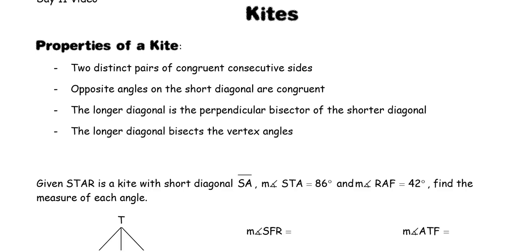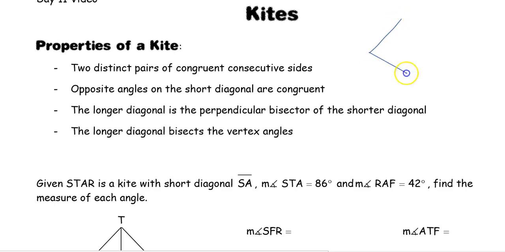Also a quadrilateral, because it has four sides, is a kite. But like the trapezoid that we talked about before, it doesn't have two opposite sides being parallel, so it's not a parallelogram, so it does not have any of the parallelogram properties. What we do have for a kite is two distinct pairs of congruent consecutive sides.